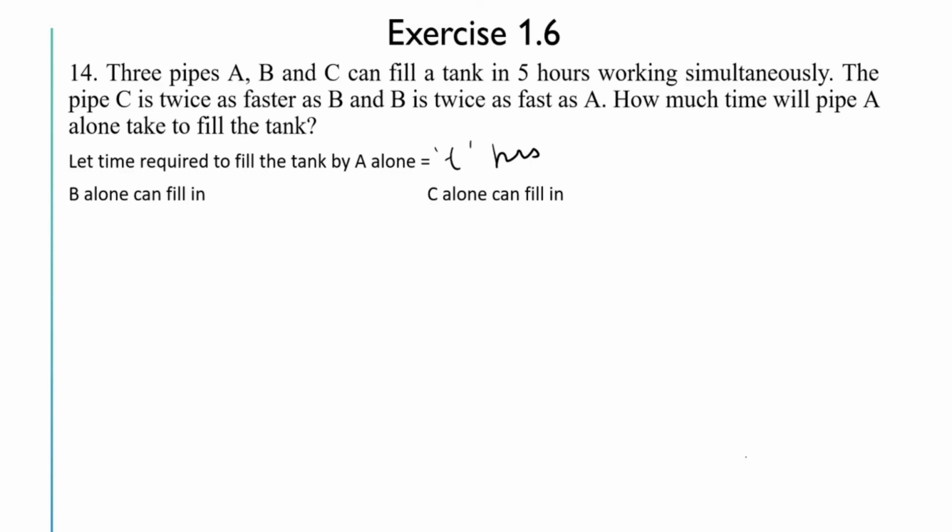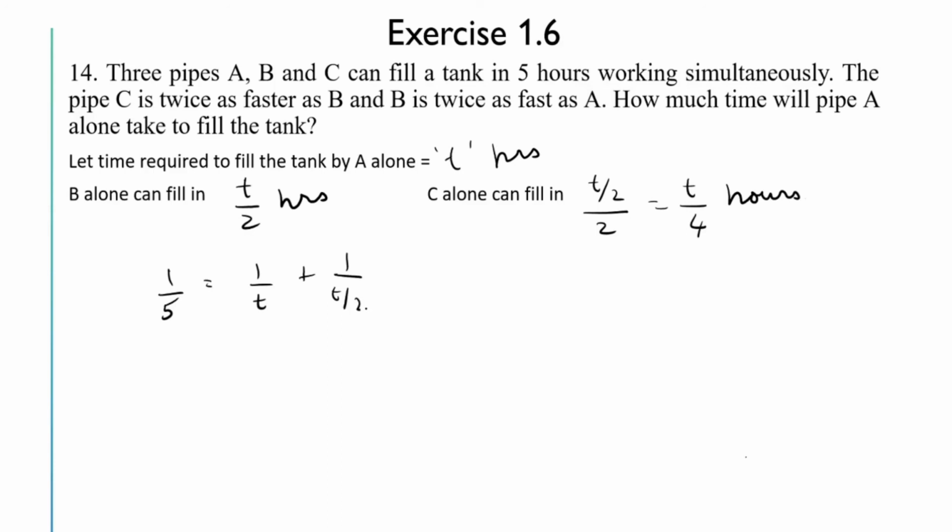So it is given B is twice as fast as A. So B alone can fill in T by 2 hours. And it is given C is twice as fast as B. So C alone can fill in T by 2 divided by 2, that is equal to T by 4 hours. Here in the question it is given 3 pipes can fill the tank in 5 hours working simultaneously. So from this we have 1 by 5 is equal to 1 by T plus 1 by T by 2 plus 1 by T by 4.